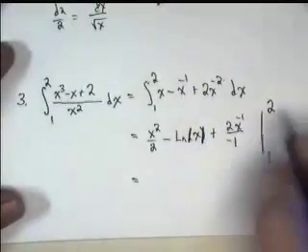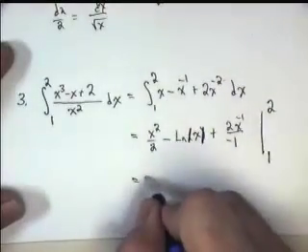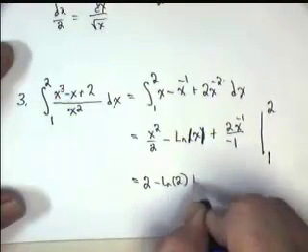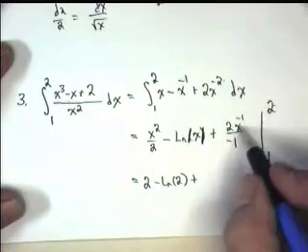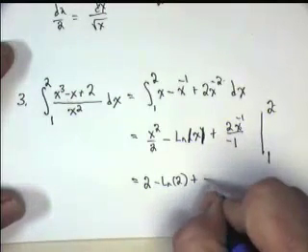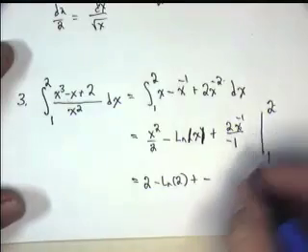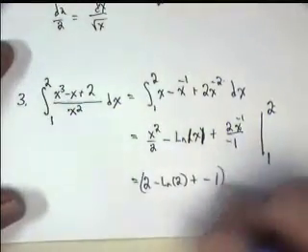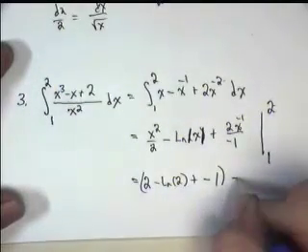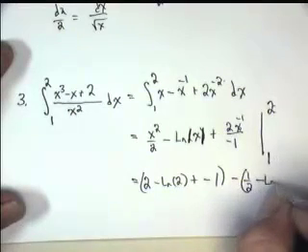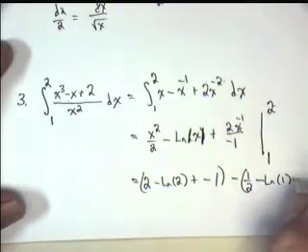So this is 4 over 2 minus the natural log of 2 plus, let's see, this is 2 over 2 times negative 1. So this is minus 1. And we do the same thing at 1. Minus 1/2 minus the natural log of 1, which is of course 0, plus 2 over minus 1, which is negative 2.